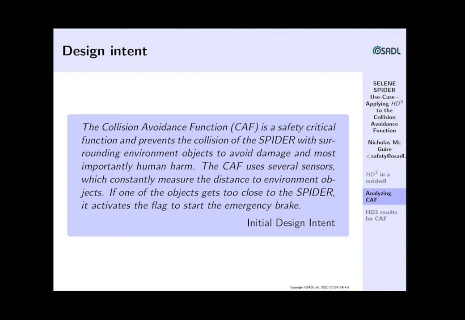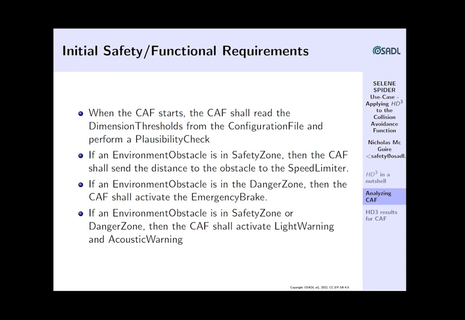Okay, next one, please. The initial functional requirements, safety requirements that we started out with from Virtual Vehicle: getting the threshold, that's sort of the initialization problem, the first one, then finding the obstacles in the safe zone, in the danger zone, and then deciding what to do, either stop the vehicle, have an acoustic or optical indication, and initialize a maneuver for braking.